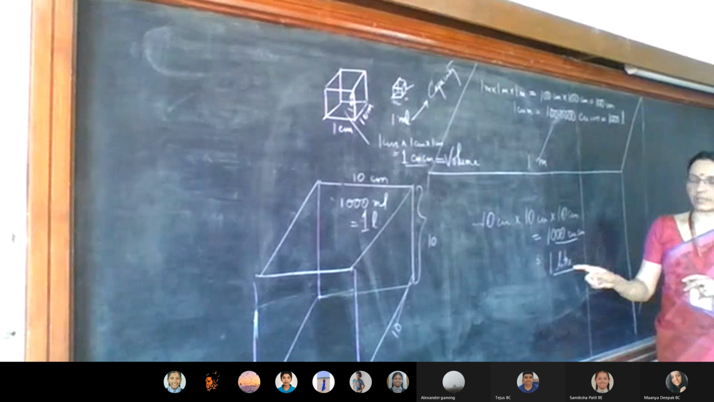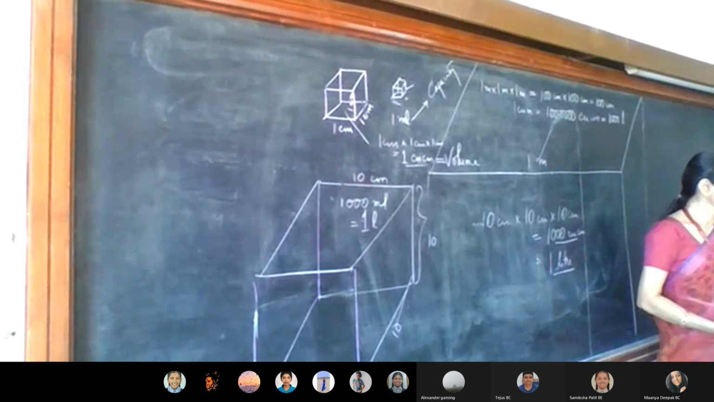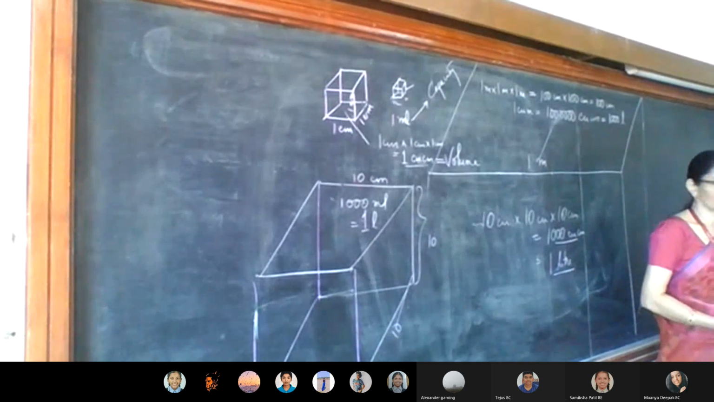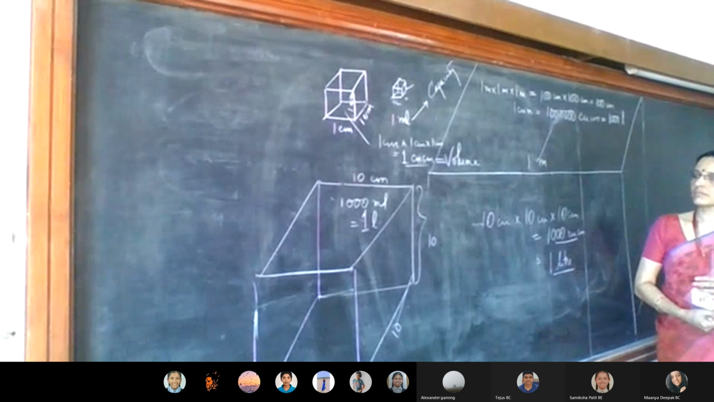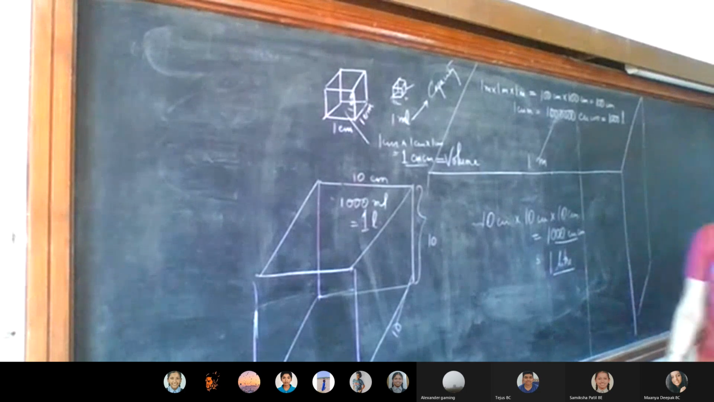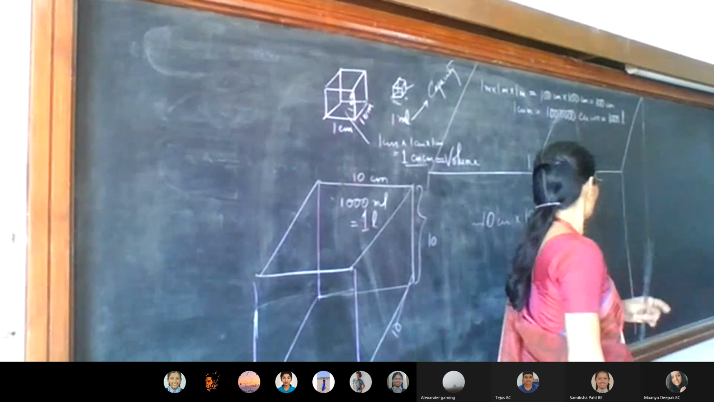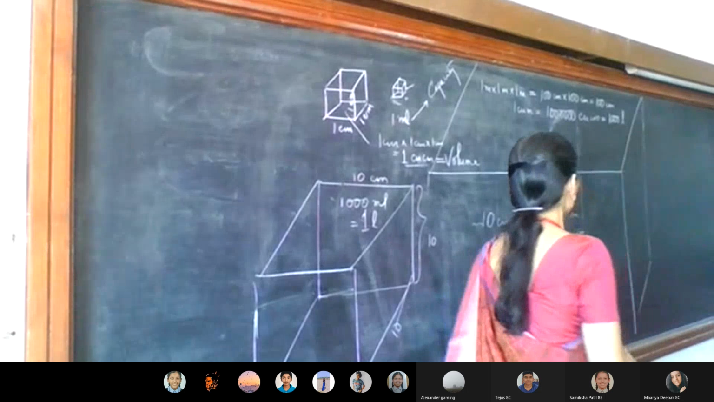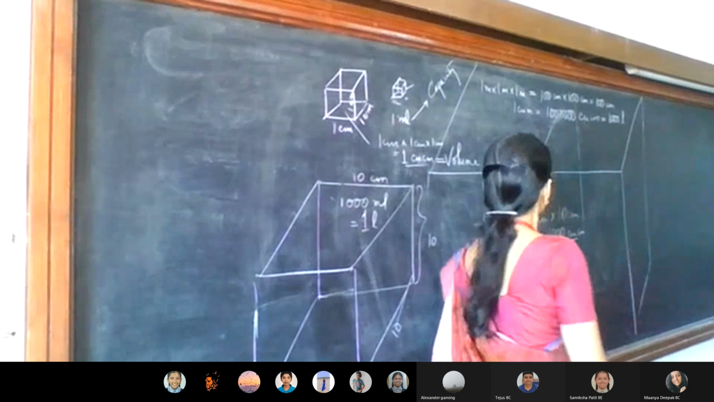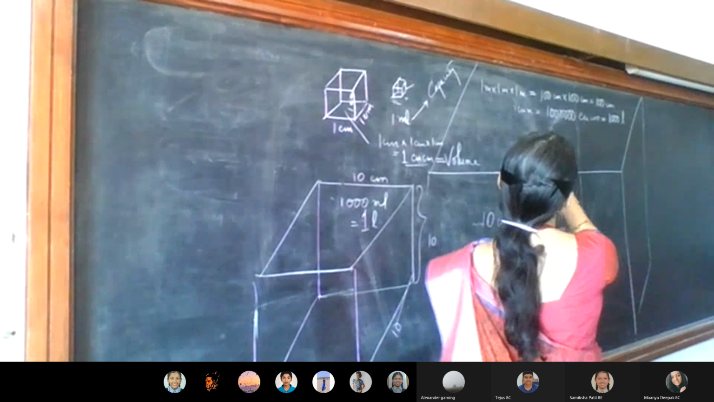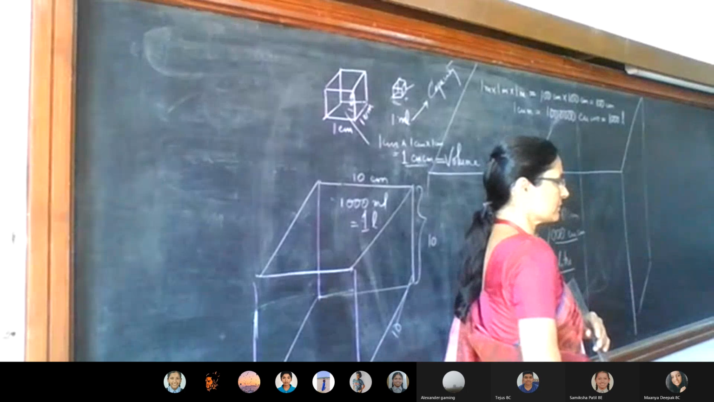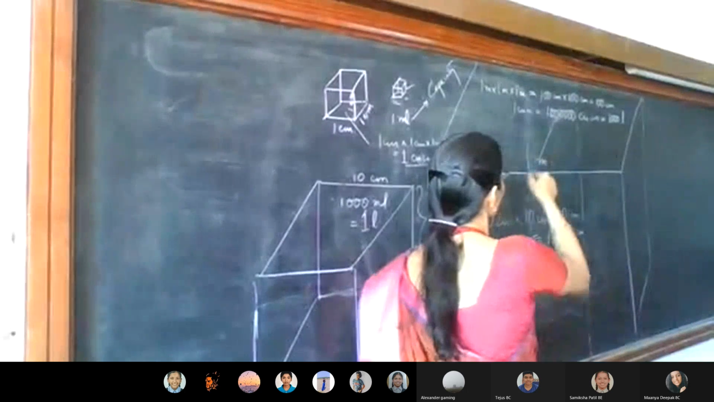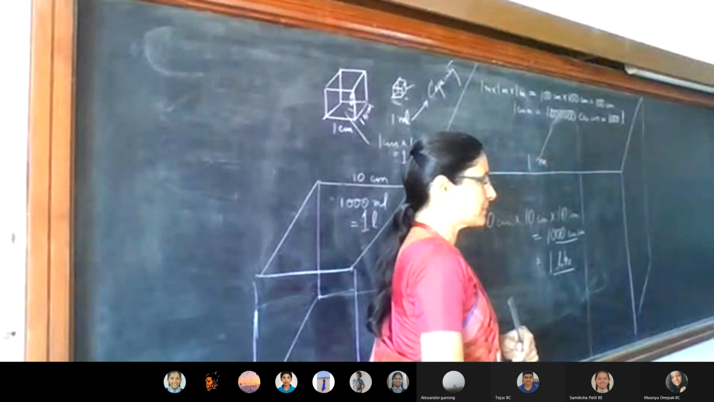Yes, 1000 cubic centimeter is 1 liter. Where is 10 to the power 6? 10 into 10 into 10. Above, 1 meter is 100 centimeter. This is 10 centimeter, there 100 centimeter.